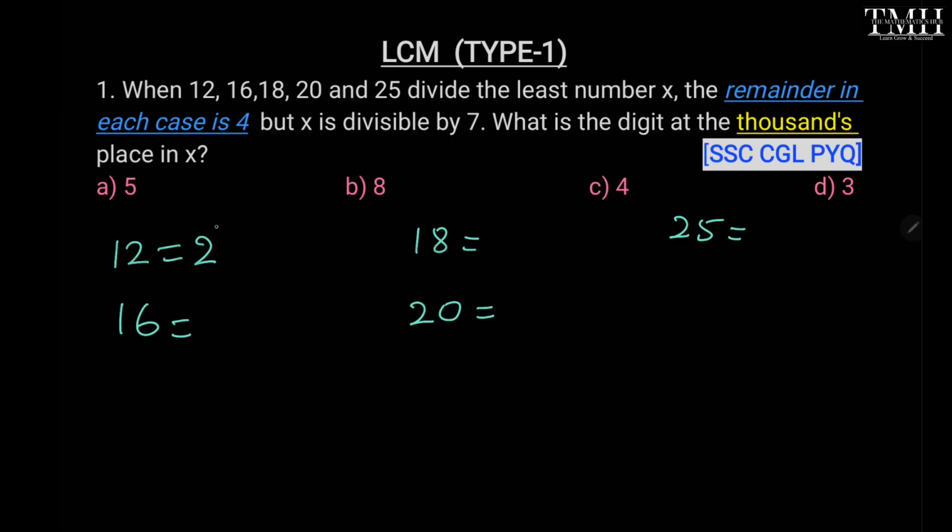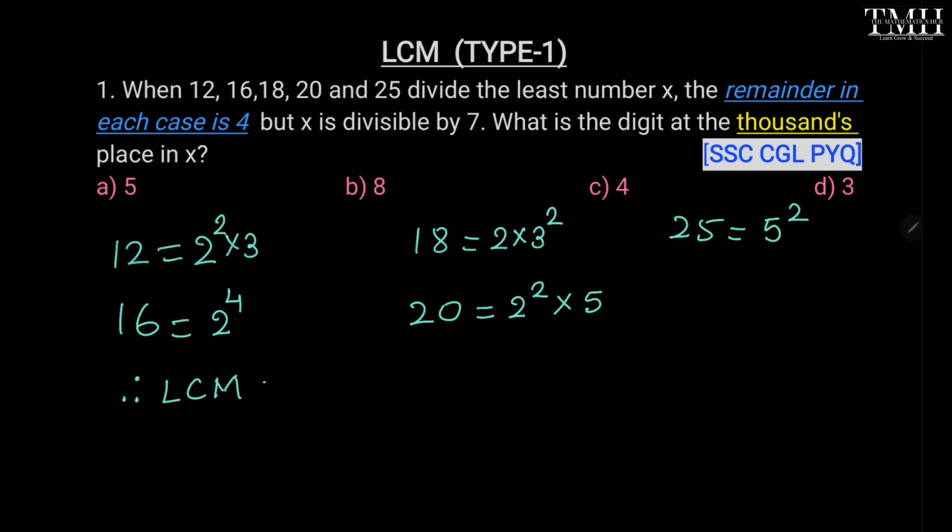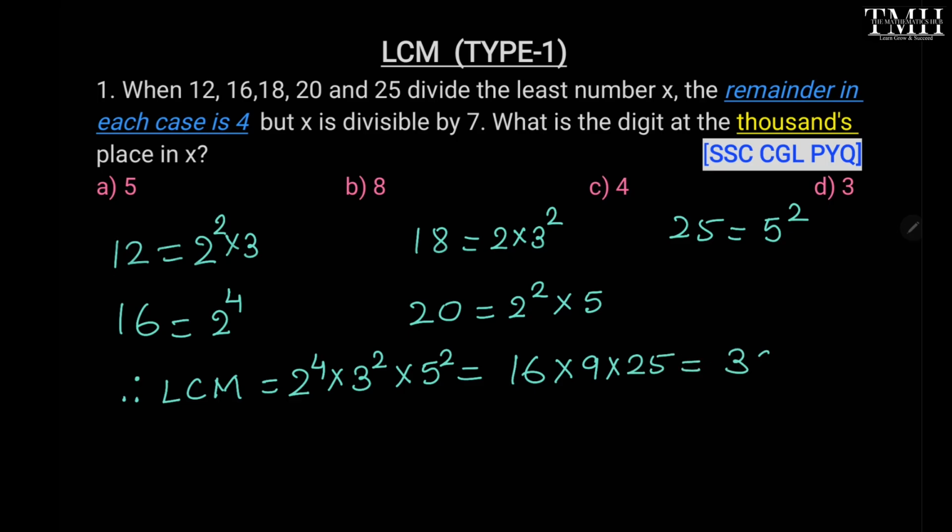So we will factorize and find that 12 is equal to 2 square multiplied by 3. 16 is equal to 2 to the power of 4. 18 is equal to 2 multiplied by 3 square. 20 is equal to 2 square multiplied by 5 and 25 is equal to 5 square. Therefore, LCM is equal to 2 to the power of 4 multiplied by 3 to the power of 2 multiplied by 5 to the power of 2, which is equal to 16 multiplied by 9 multiplied by 25 is equal to 3600.